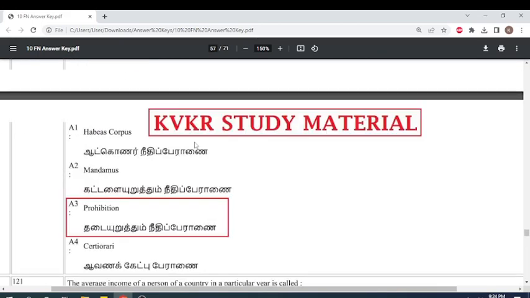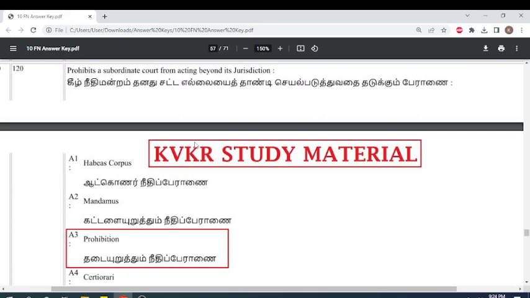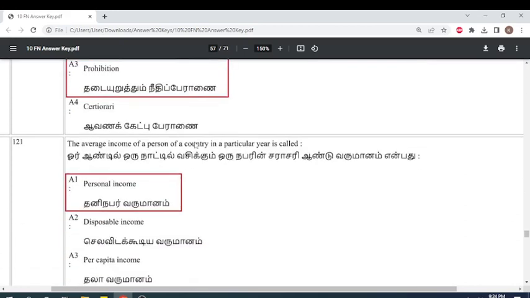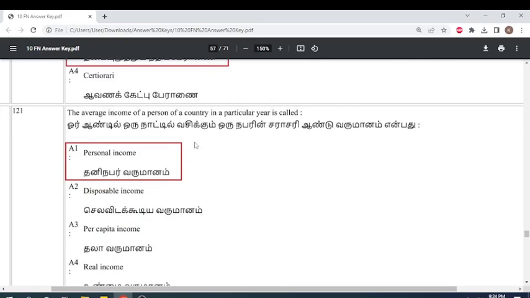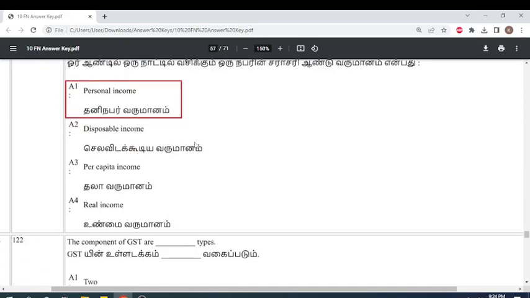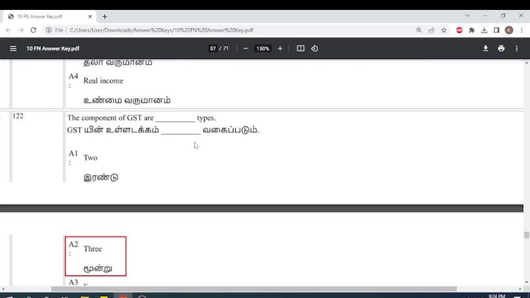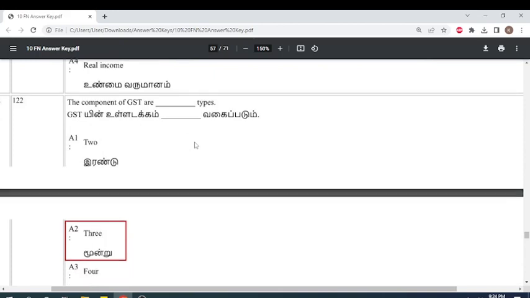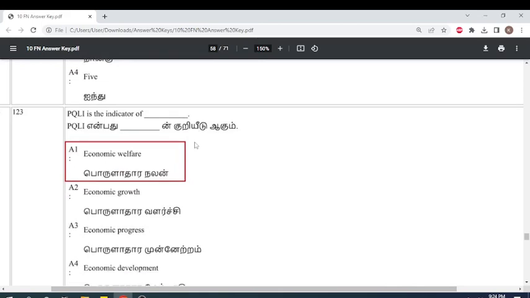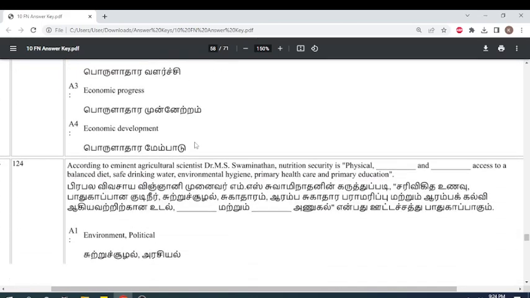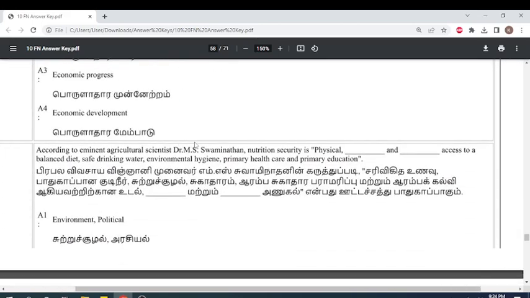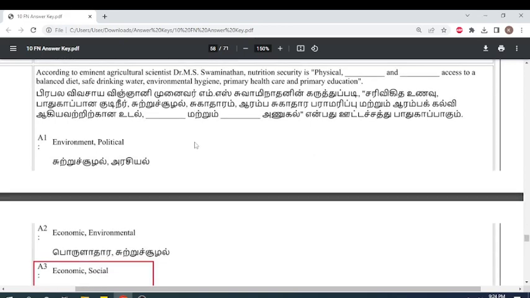120 question answer A3. 121 question answer A1. 122 question answer A2. 123 question answer A1. 124 question answer A3.